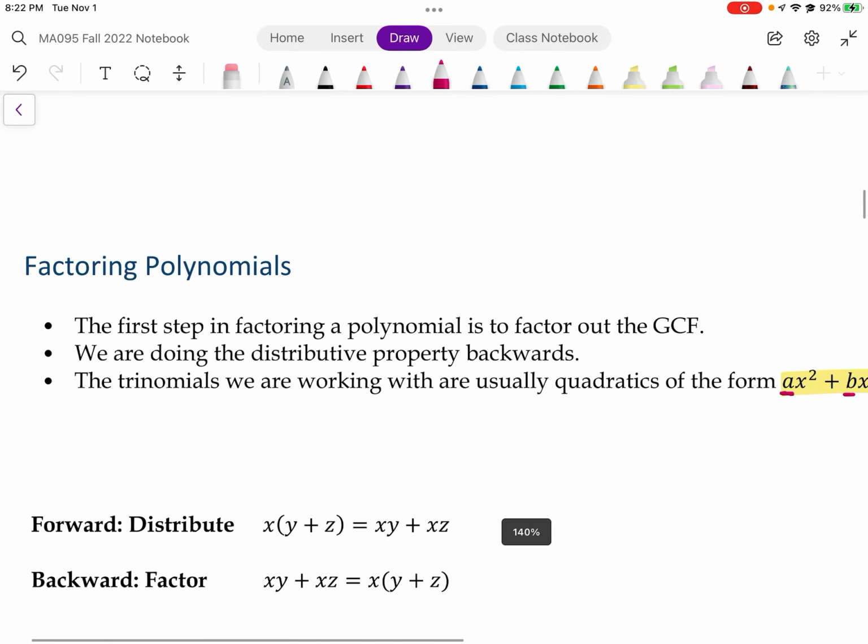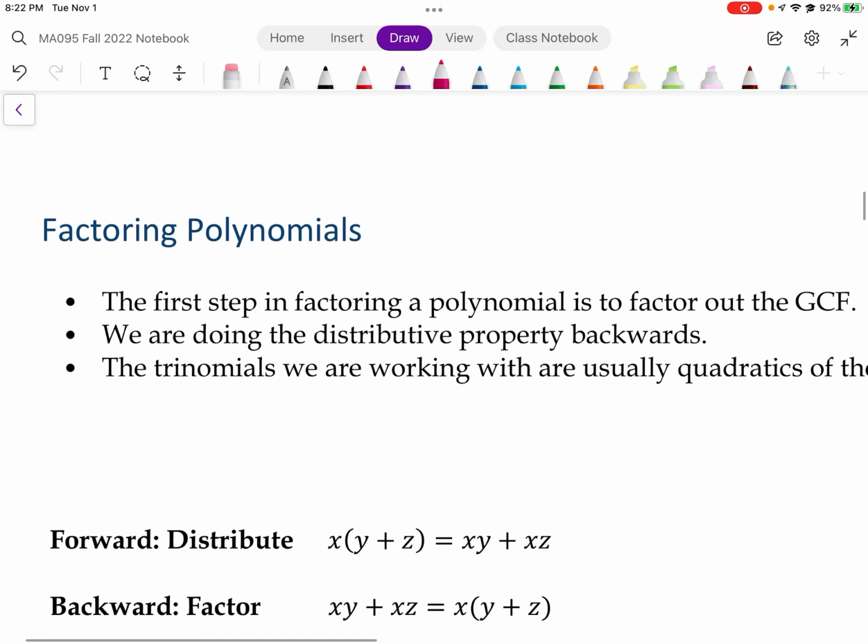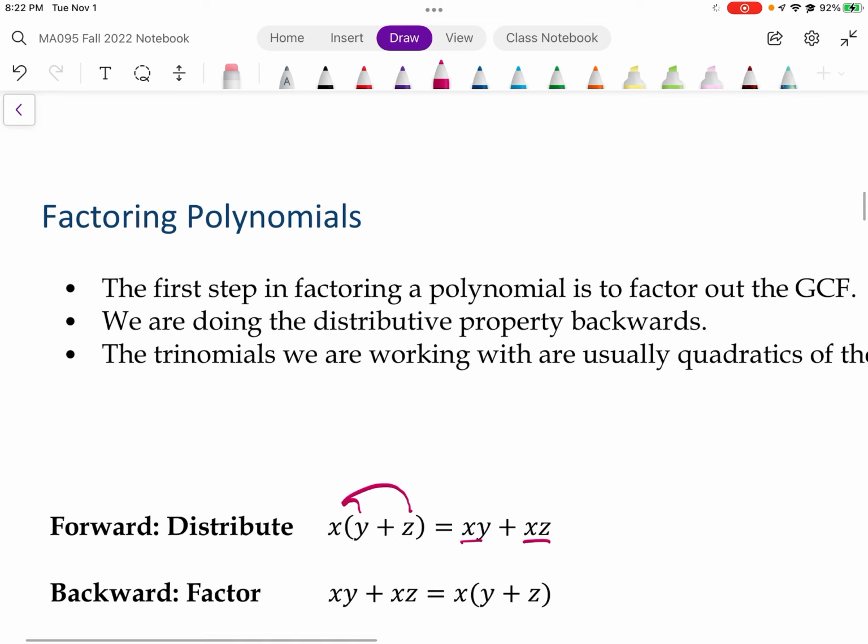Okay, so remember when we distribute, we multiply the x times the y to get xy, and then we multiply the x times the z to get xz. So if we took this backwards, we would look for something that they had in common, and we would pull that out and bring it out front. Okay, so we're just moving backwards.